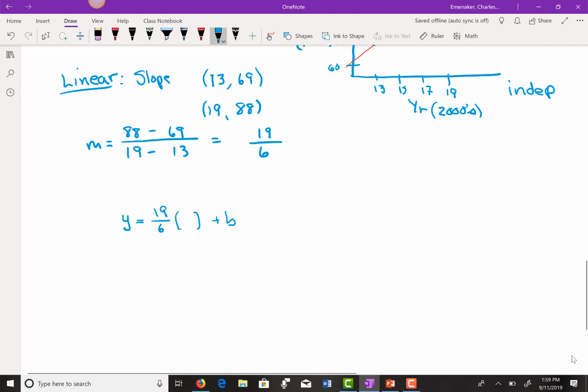Which of those two numbers up there should we use? Should we use 13 and 69, or should we use 19 and 88? Or does it really look like it's going to make much difference? They're both looking kind of ugly to me. So what I'm thinking is I'll just go with the smaller one. So I'm going to plug in the 69 equals the 19 over 6 times the 13 plus the b.